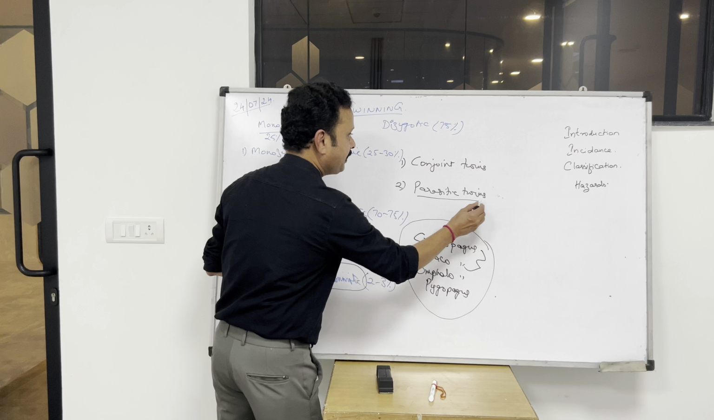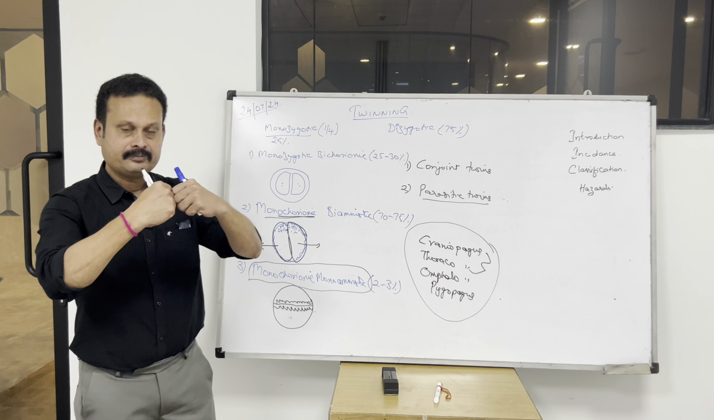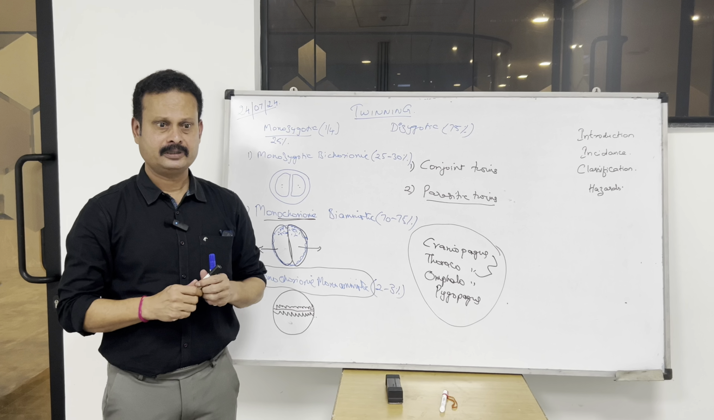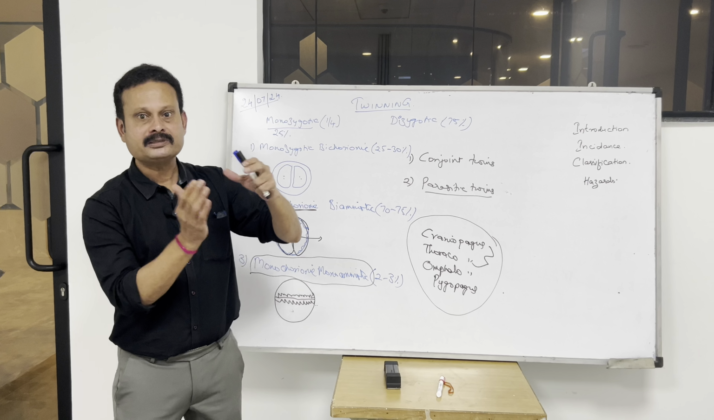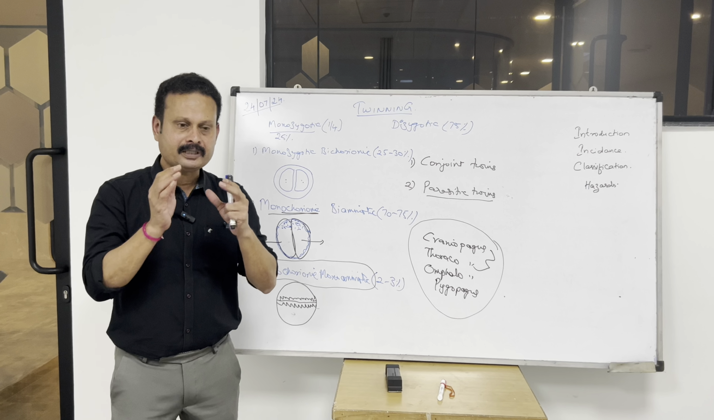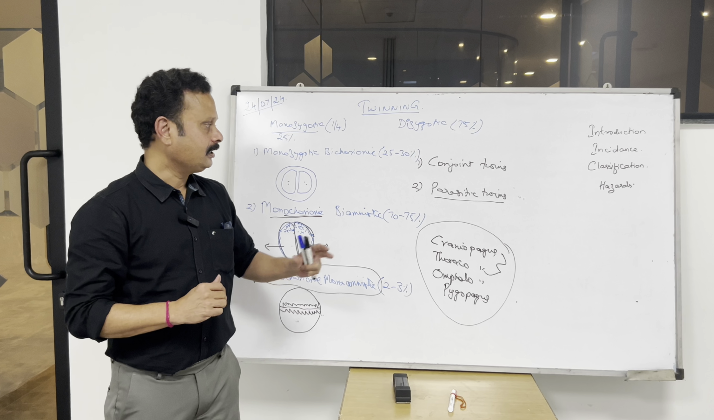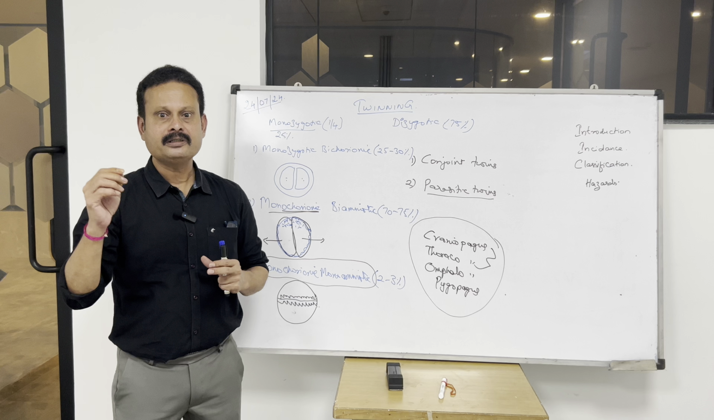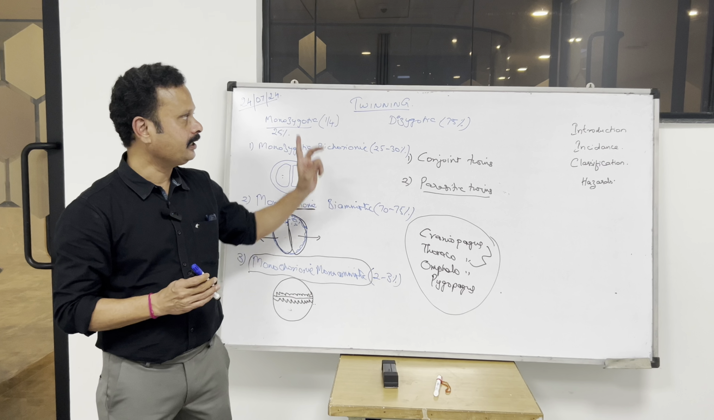Then the second one is parasitic twins. Under this type, when the two embryos are growing, one embryo grows normally, gets its blood supply normally, whereas the second one loses its blood supply, eventually doesn't grow, and becomes like a parasite to the main growing one. That condition is called fetus in fetu. So this is all about twinning and its hazards.